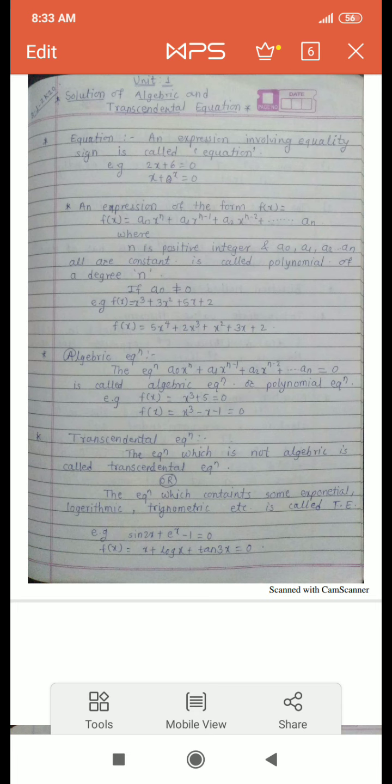Myself Tadekar sir. Today we are going to discuss our fourth unit, solutions of algebraic and transcendental equations. Already we have seen our three topics. Now we are going to discuss solutions of algebraic and transcendental equations.